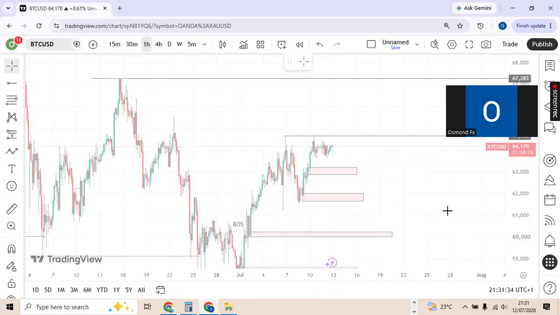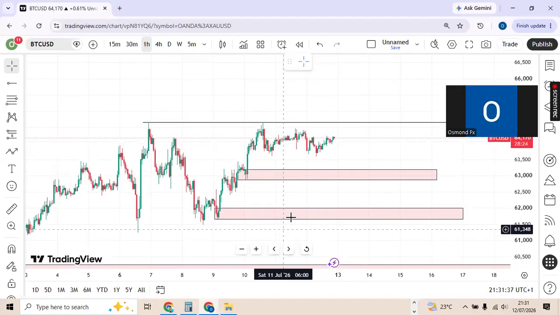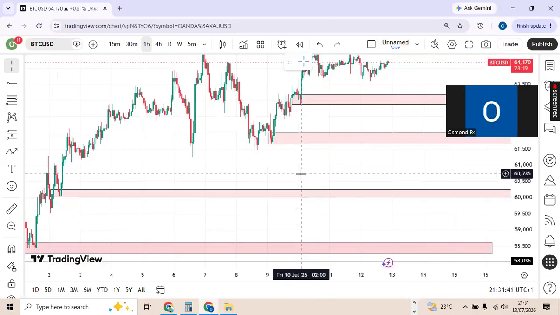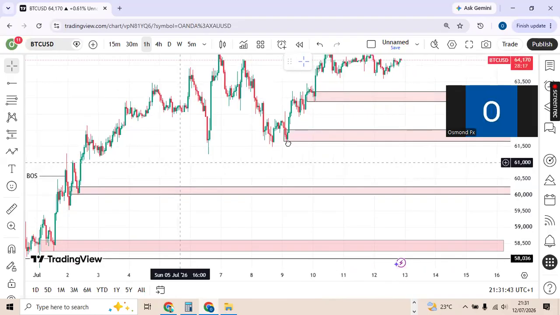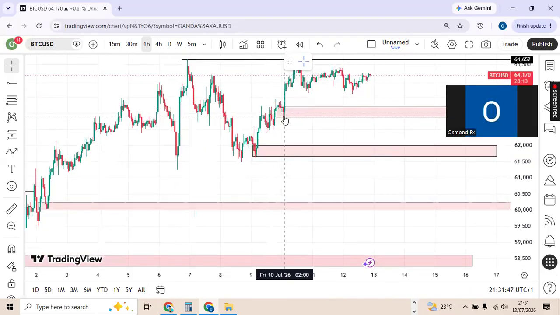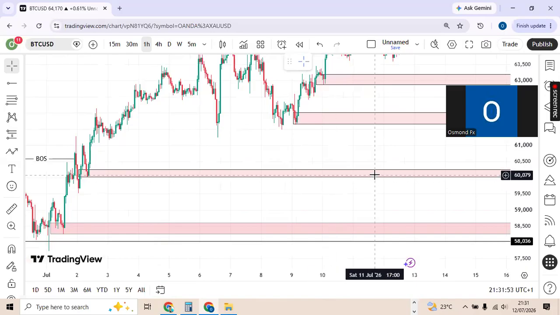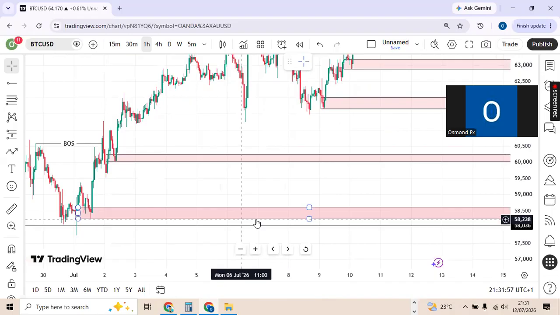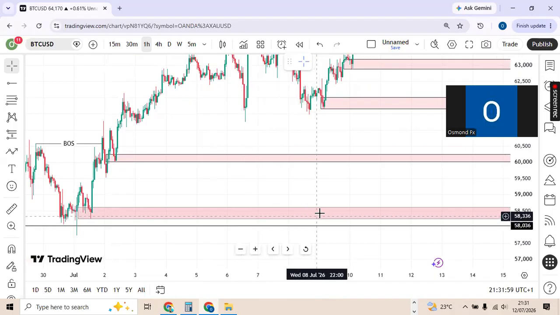All right, but let's not forget that if the market did not buy from my demand zone here or here, we have another demand zone sitting around this area. And if the market did not buy from here, we have another extreme demand zone, which is below here, that the market is going to be buying from.